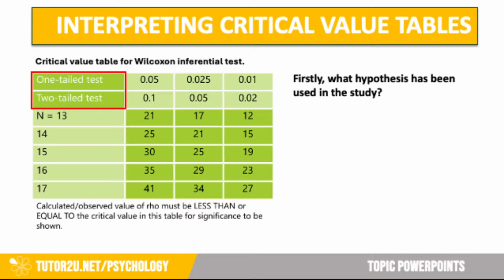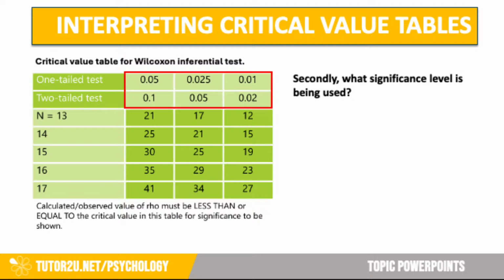It will either give you the actual hypothesis, or it will tell you it was a directional or a non-directional hypothesis. So when you've got a directional hypothesis, that means you're making a one-tailed test because the results can only go one way. If it's non-directional, then you're making a two-tailed test. So that's the first thing that you need to identify.